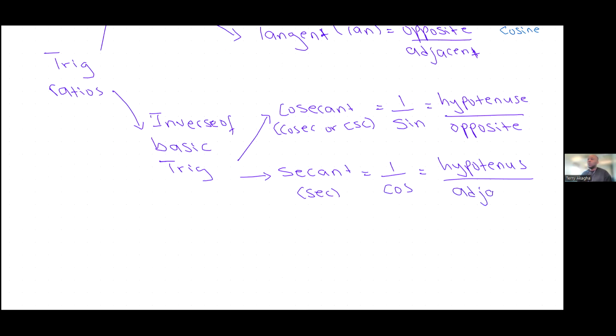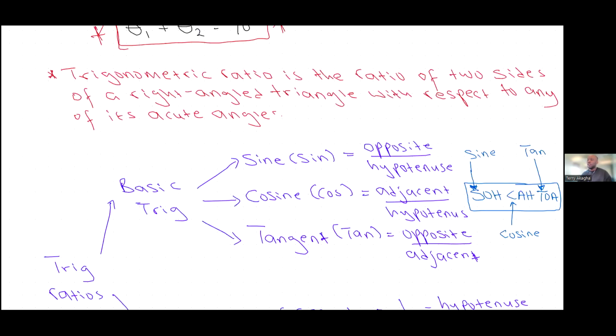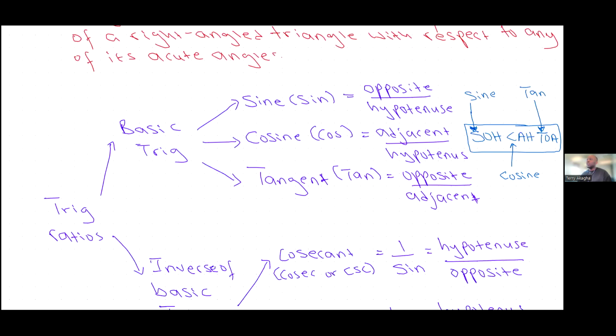And the last one we'll talk about here is the cotangent. The cotangent, which we call cot, is equal to 1 divided by tan. So you have to check the tangent. The tangent is opposite over adjacent, and that will give us adjacent over opposite.